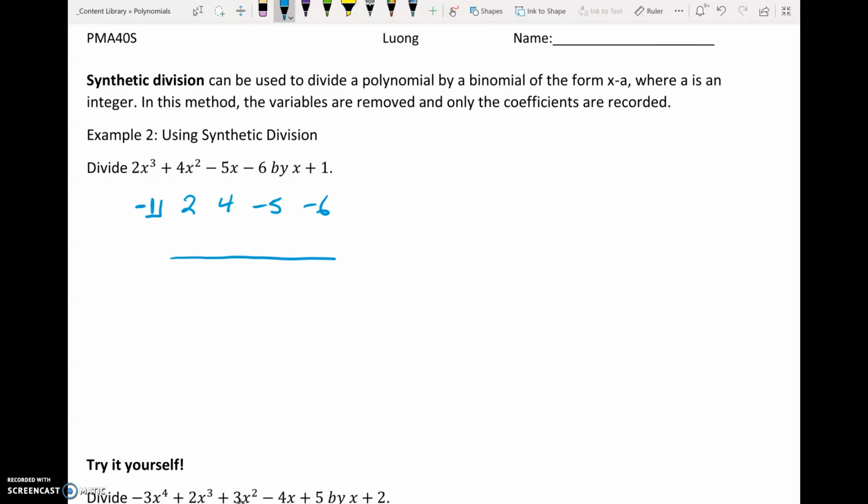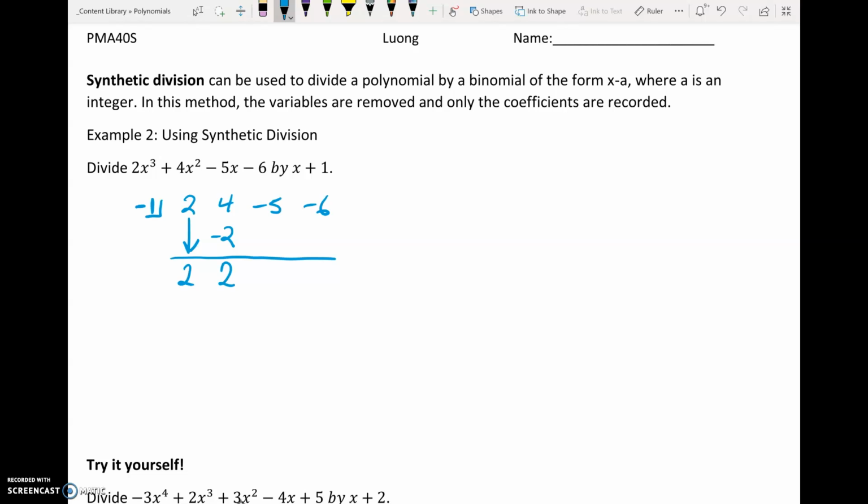Now I'm going to write a line. And then I'm going to bring down my first number. So whatever number I saw here, this 2 is going to go all the way down here. Now I'm going to multiply this 2 with the negative 1 and write that answer over here. So 2 times negative 1 is negative 2. Then I'm going to combine these numbers vertically. 4 minus 2 is 2.